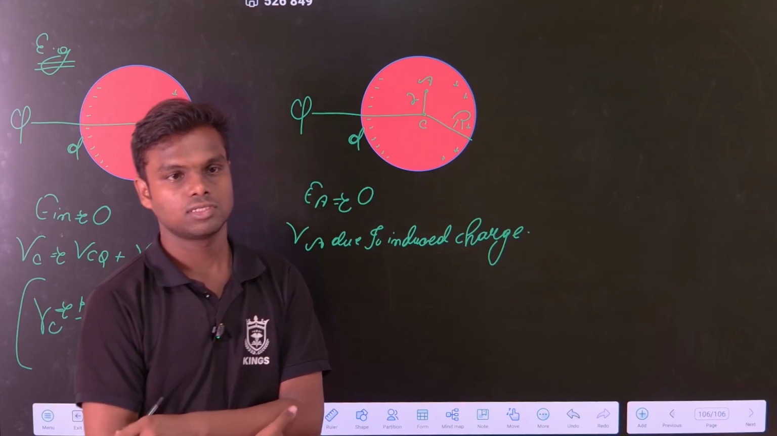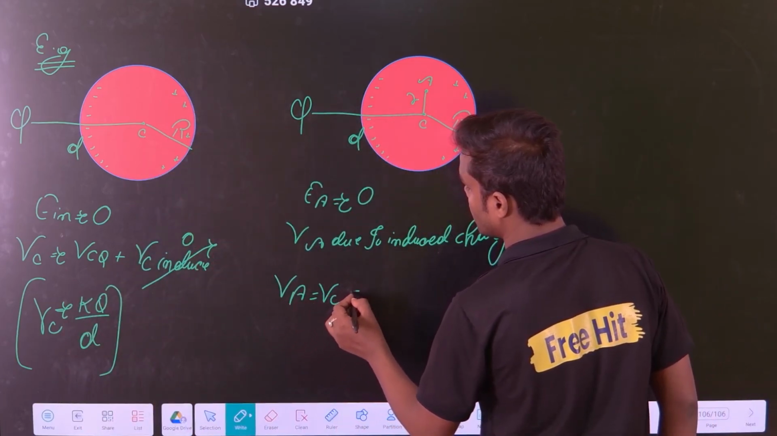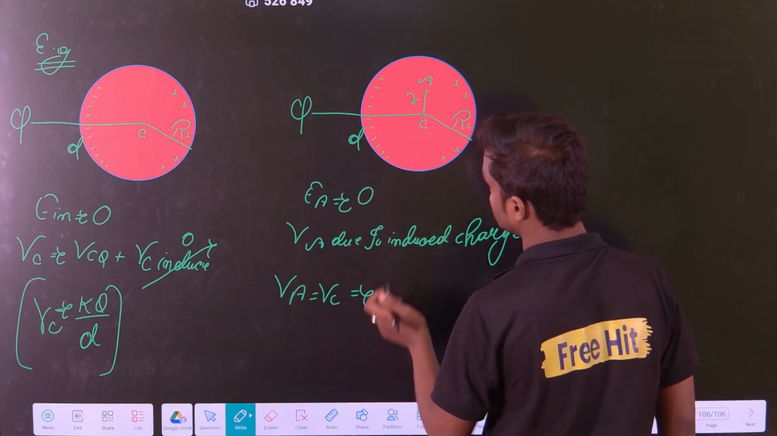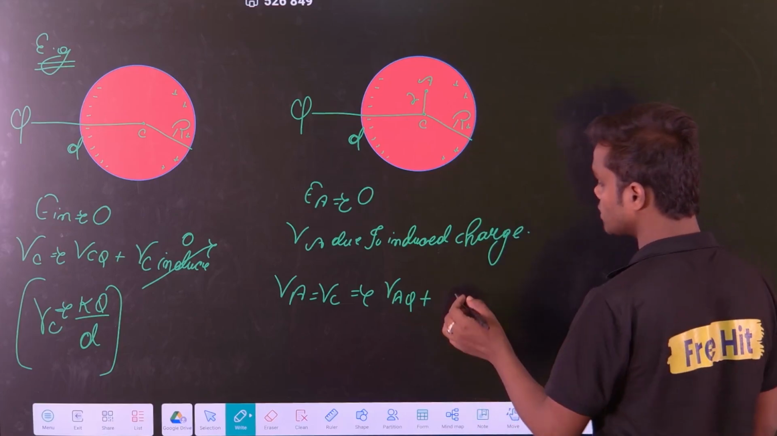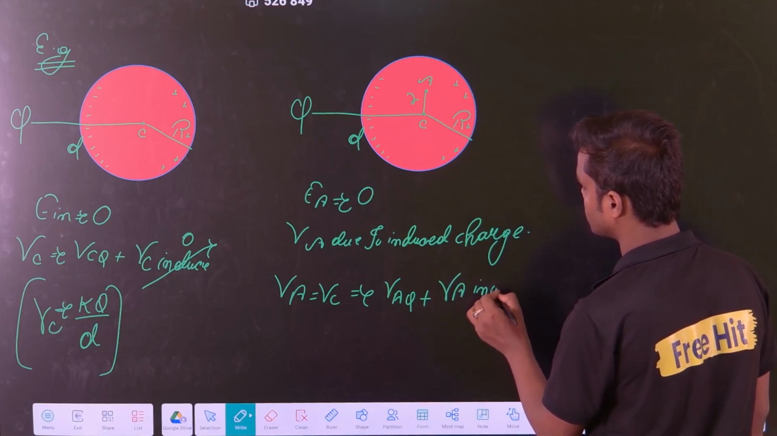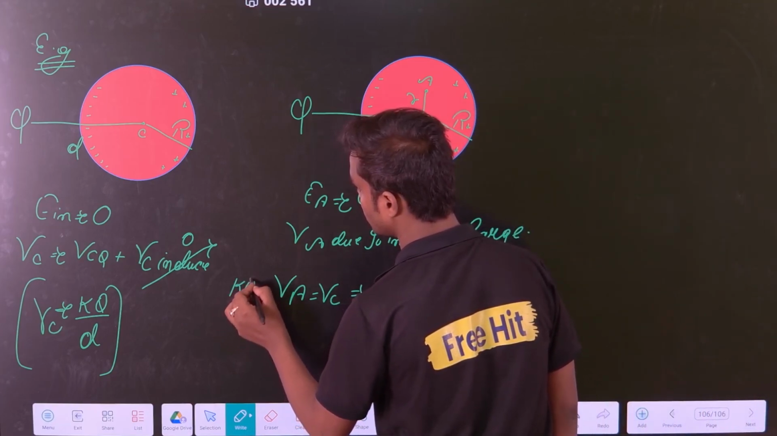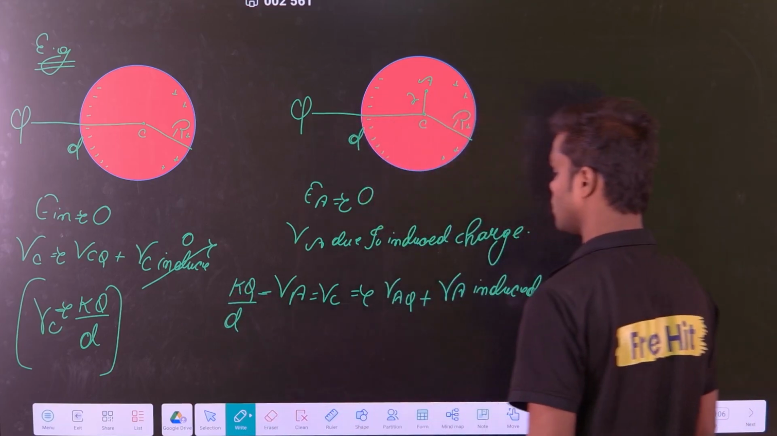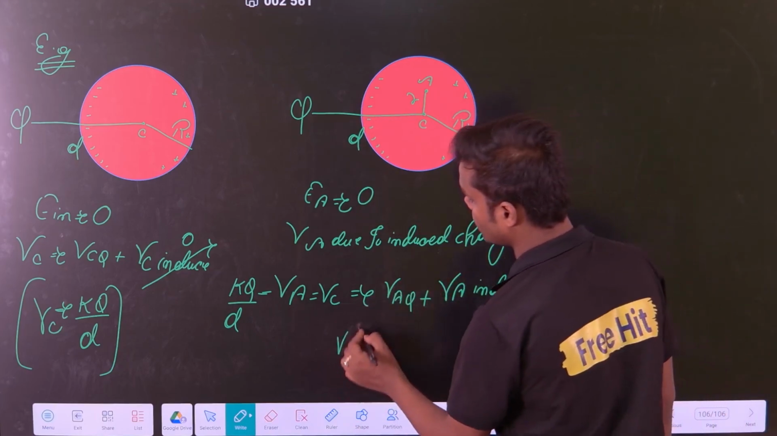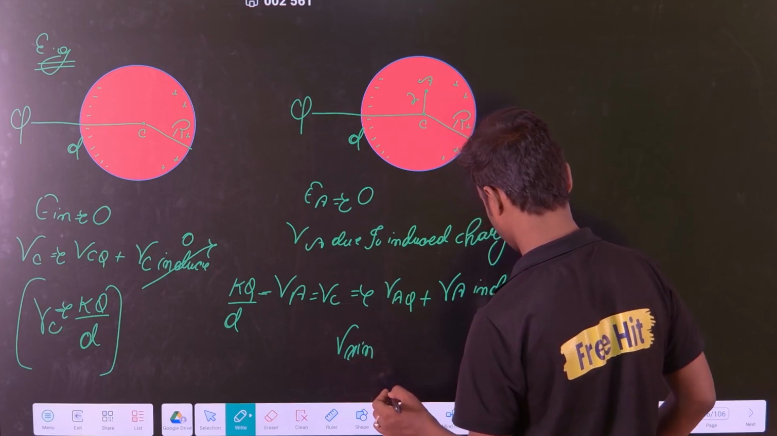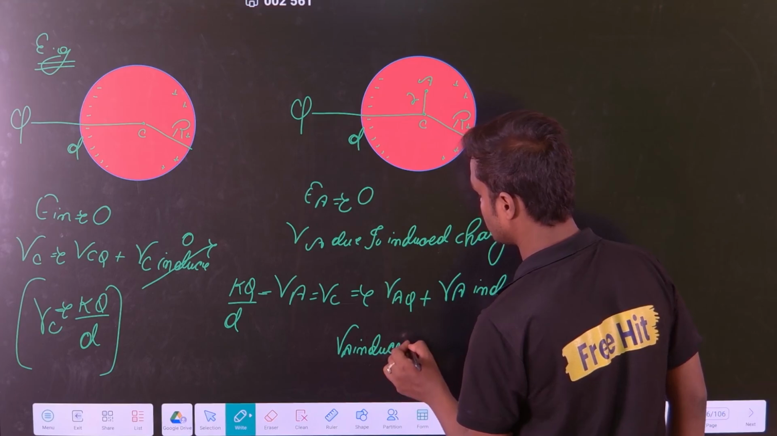See, one thing we know, the potential at A will be equal to the potential at C, and the potential at A is due to two things. One is the potential at A due to Q, correct? And one is the potential at A due to induced charges. That is also correct. And this quantity we know is KQ by r. Now what is the other thing we have to calculate? We have to calculate the potential at A due to induced charges.